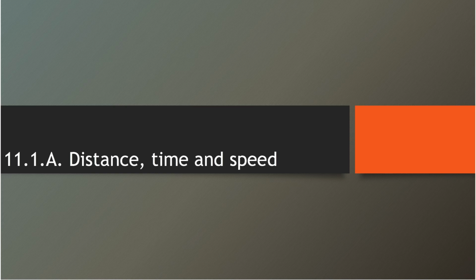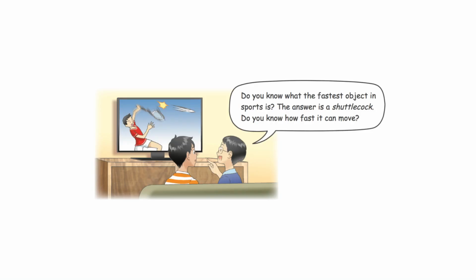In this video we're going to talk about distance, time, and speed. In our daily life, sometimes we need a description to describe how fast an object moves. Say, for example, in this case, a boy is asking his friends, what is the fastest object in sports? Maybe you would think tennis or squash or other things. But the answer for this one is the shuttlecock. It would be badminton.